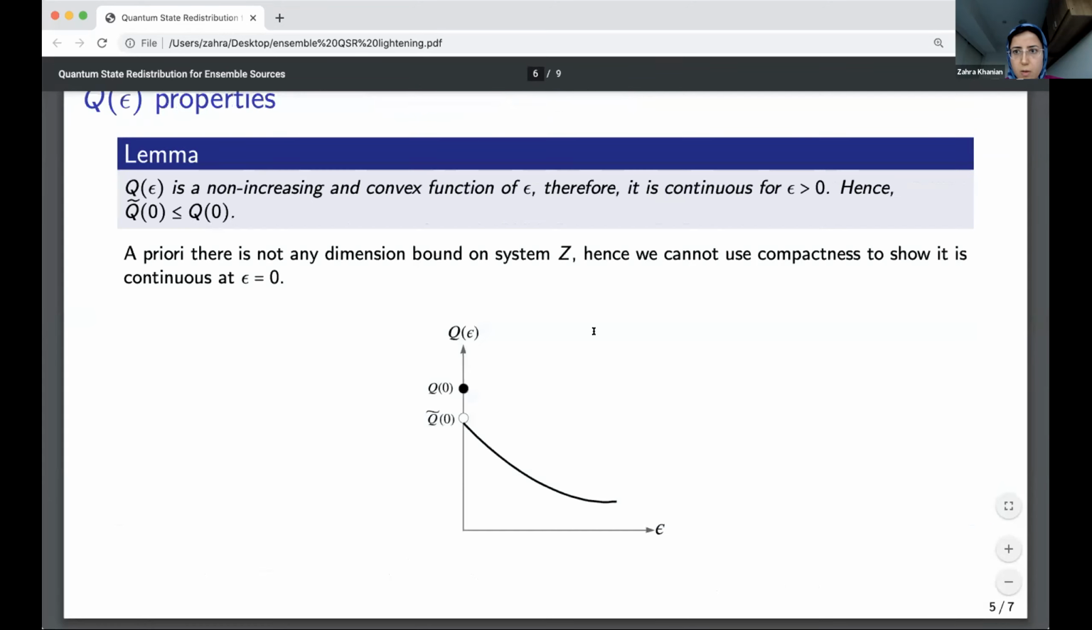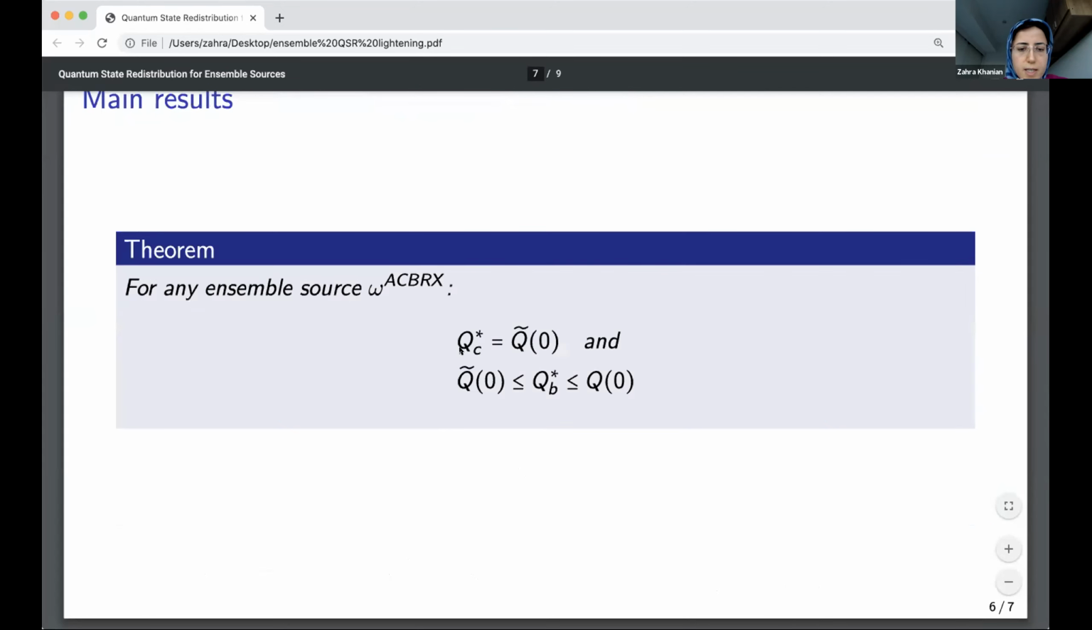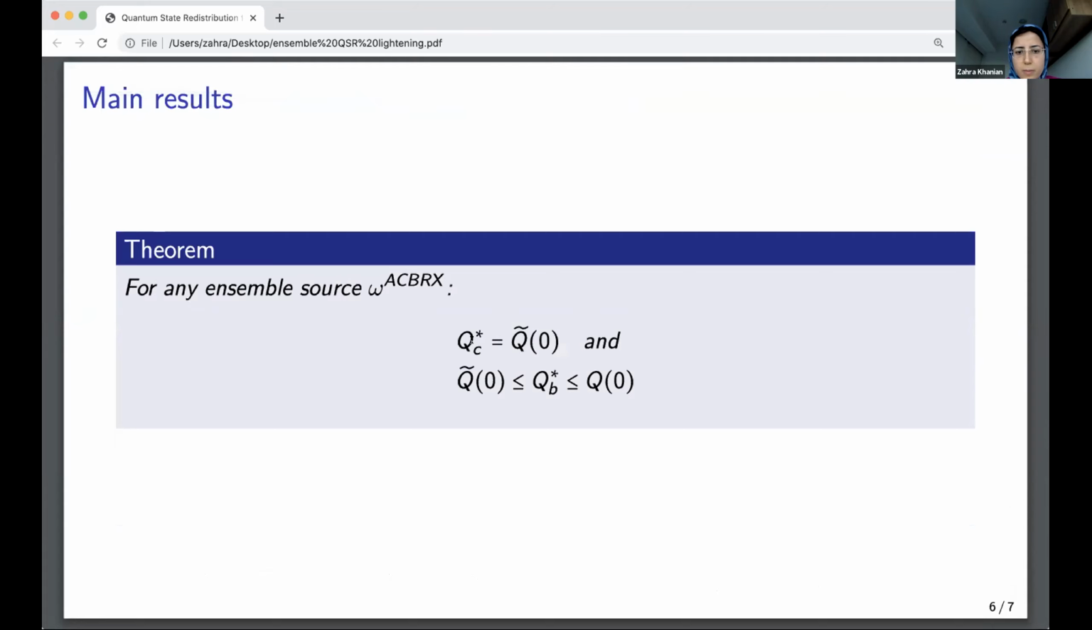And okay, so our result is that the optimal compression rate considering per copy fidelity is equal to the limit of the function at 0. Here Q0 is defined as the limit of the function at 0, and considering block fidelity, we obtain upper bounds and lower bounds on the rate. The upper bound is the value of the function at 0, and the lower bound is the limit of the function at 0.